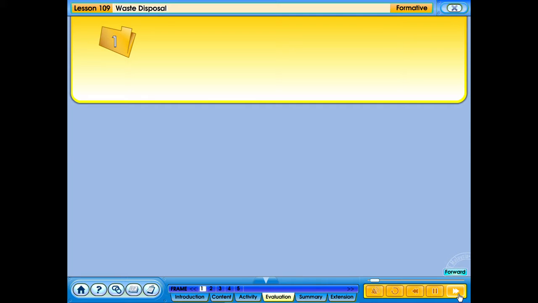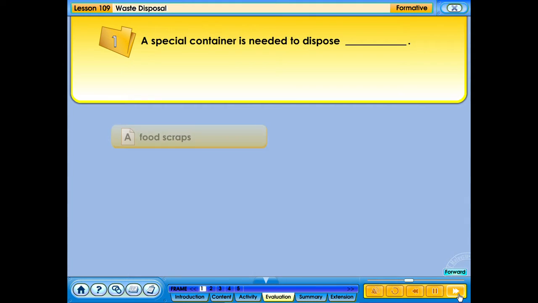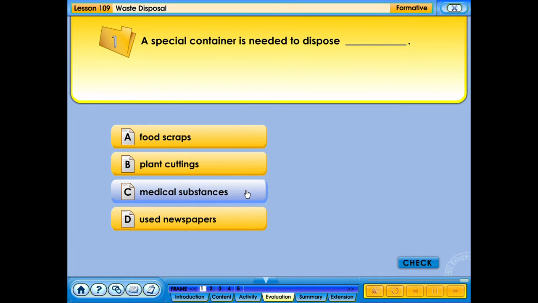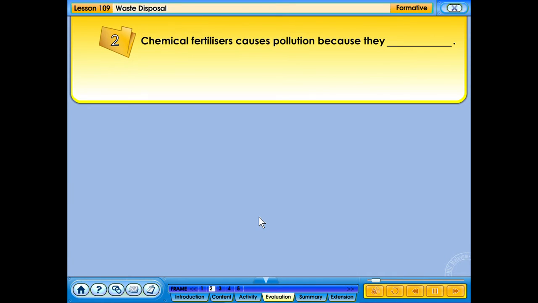Click on the correct answer. A special container is needed to dispose A. Food scraps, B. Plant cuttings, C. Medical substances, D. Used newspaper. Your answer is correct.